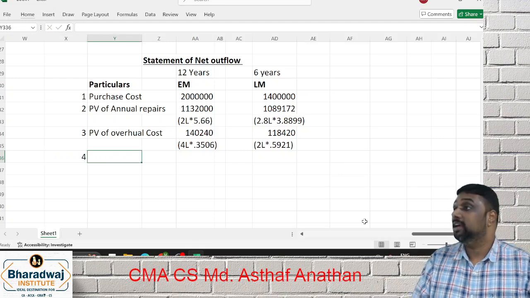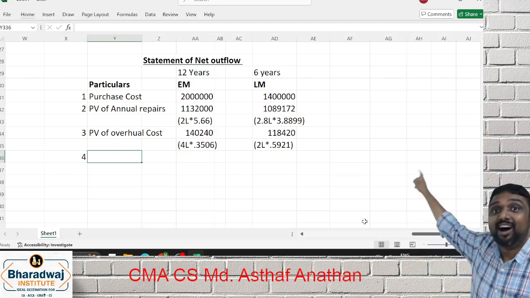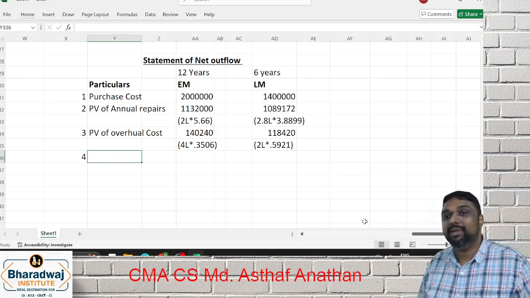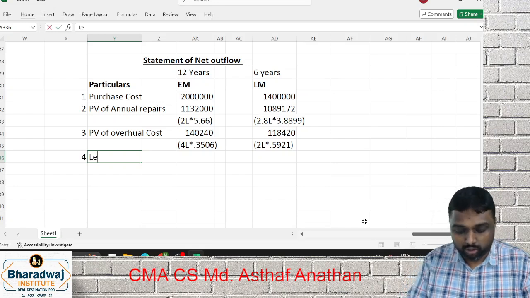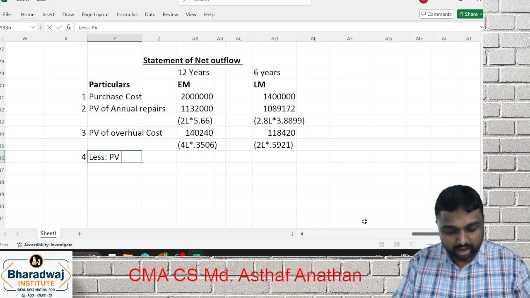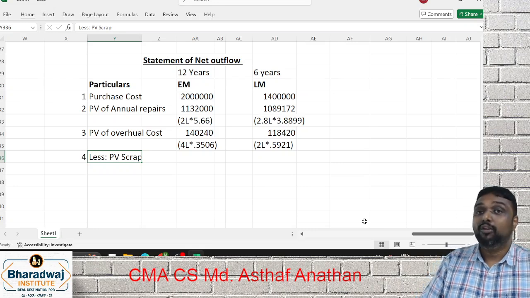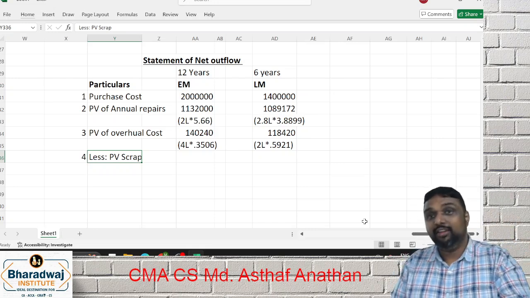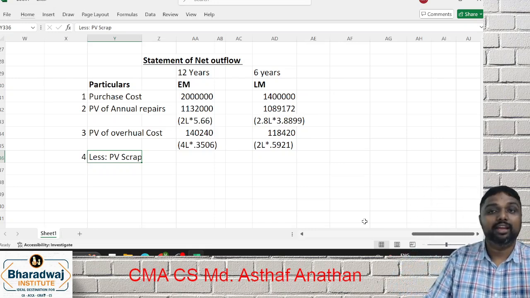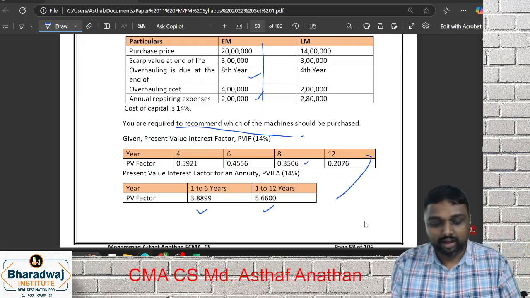Now there is one item, scrap. All these are outflow, but scrap is an inflow. So you have to do what? Less present value of scrap, you have to minus. If all are outflow, one inflow will reduce it. If all are inflow, one outflow will reduce it. Here it is ulta. So what is the present value of scrap?